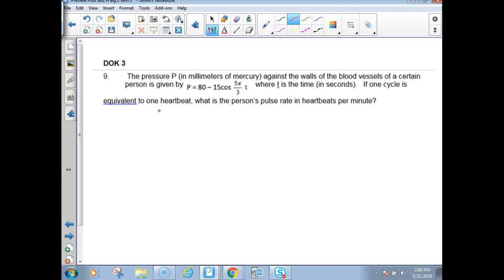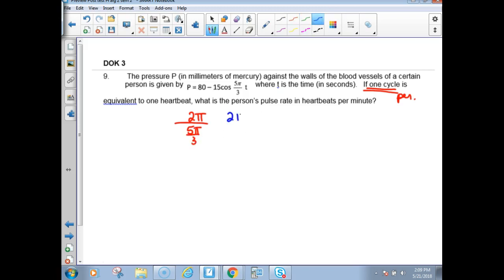What do I need to know then? Okay, 1 cycle is equivalent to 1 heartbeat. 1 cycle is the period. Okay, I need to know the period. So I have to take 2 pi divided by the b value, which is 5 pi over 3.